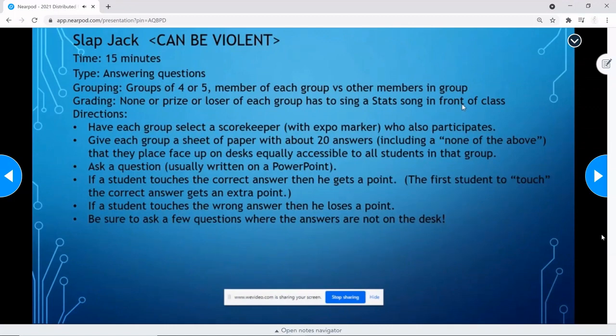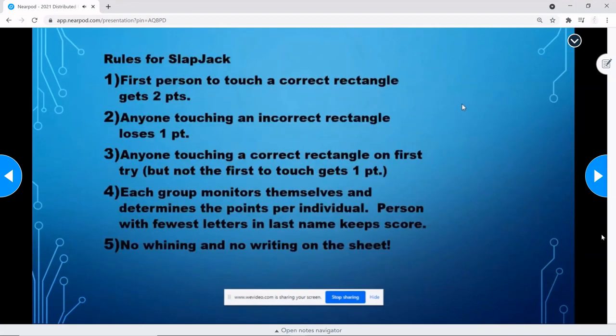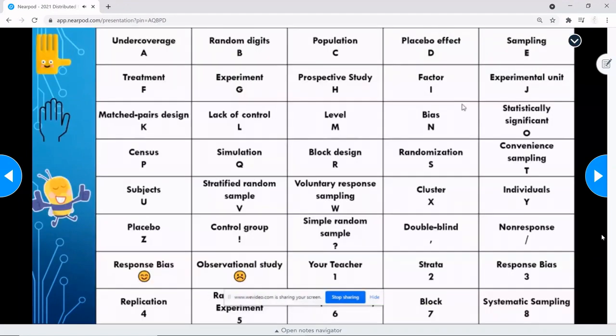If they're the first person, they get 2 points. If they are the second through remaining people to touch the correct answer, they get a point. If they touch the wrong one, they get -1 point. I usually show the slide just to show them how to do it, but let me just do a demonstration with you.